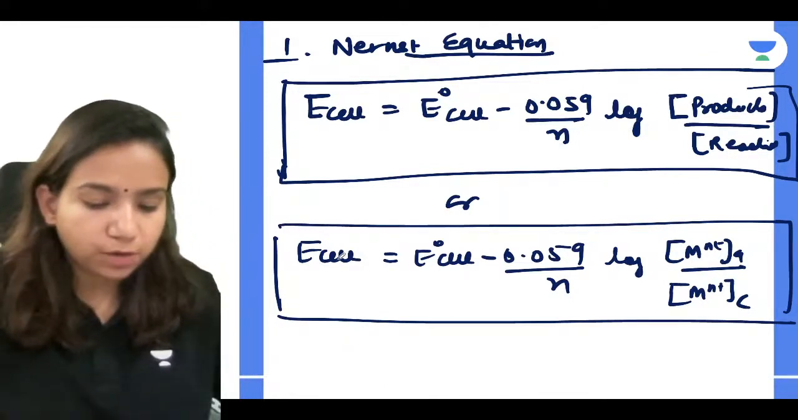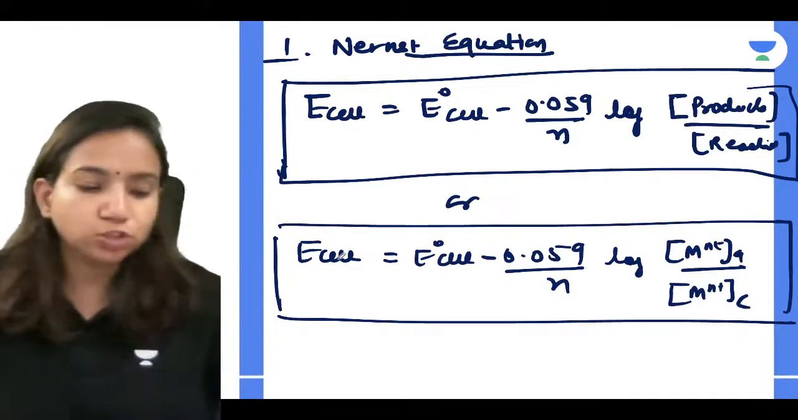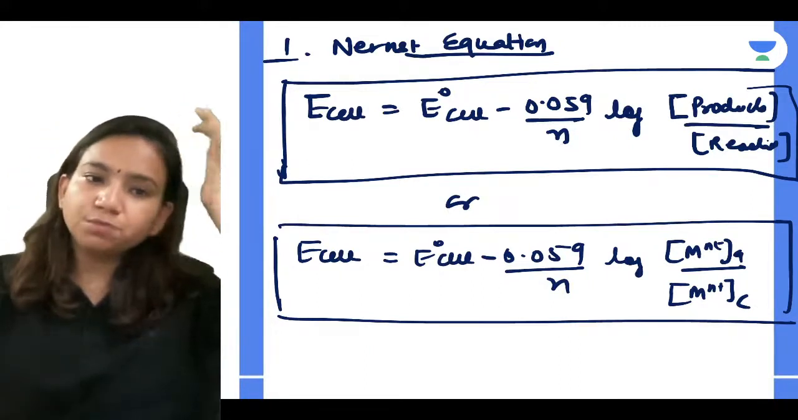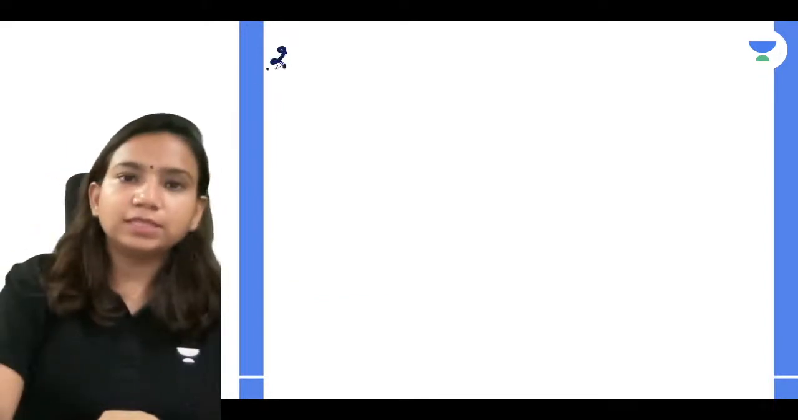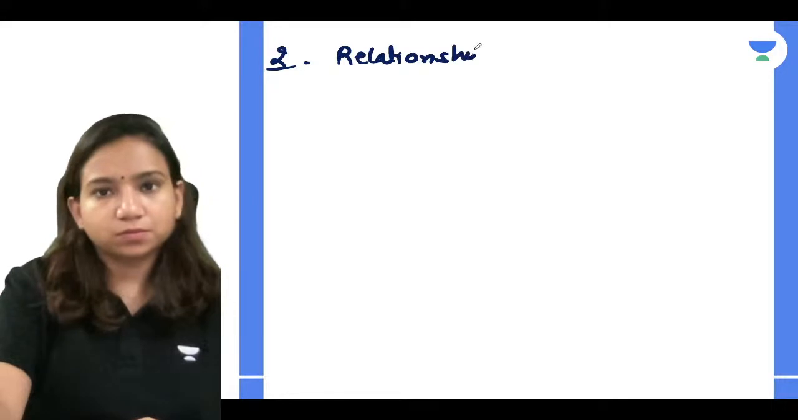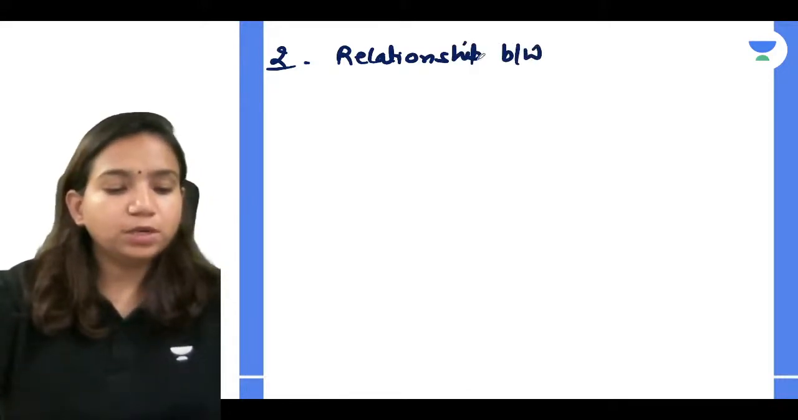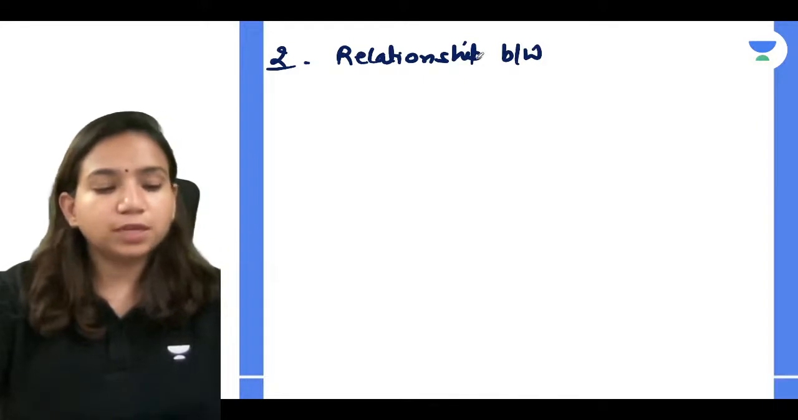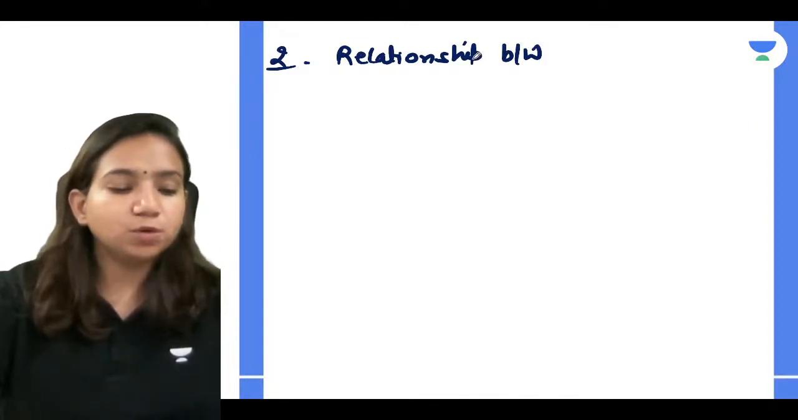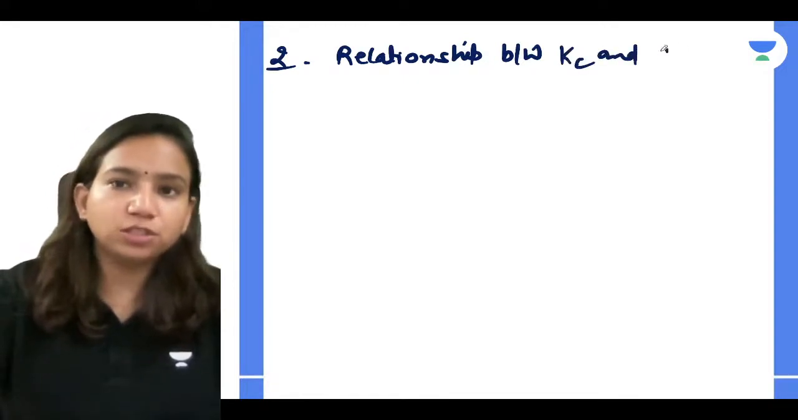These are the 3 main important formulas. First is the Nernst equation. Second is the relationship between your standard electrode cell potential and your equilibrium constant, so the relationship between Kc and cell potential.